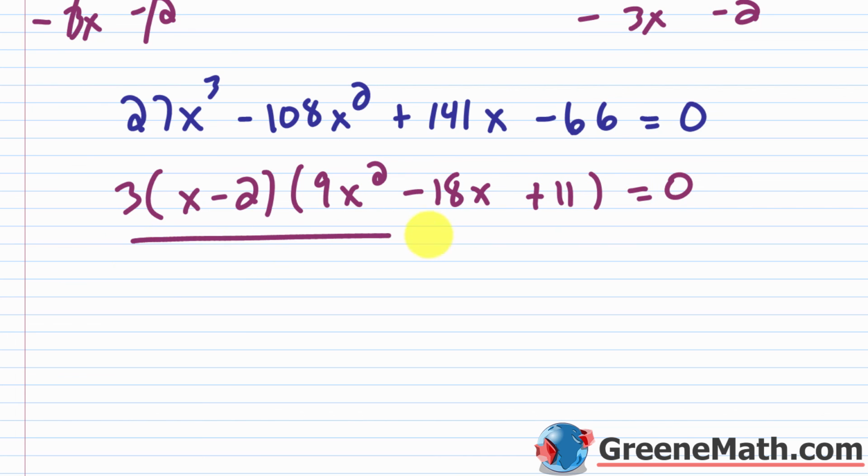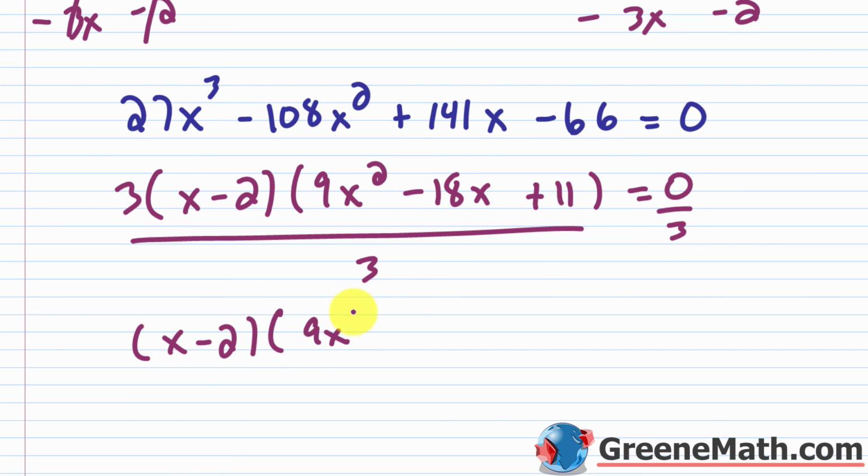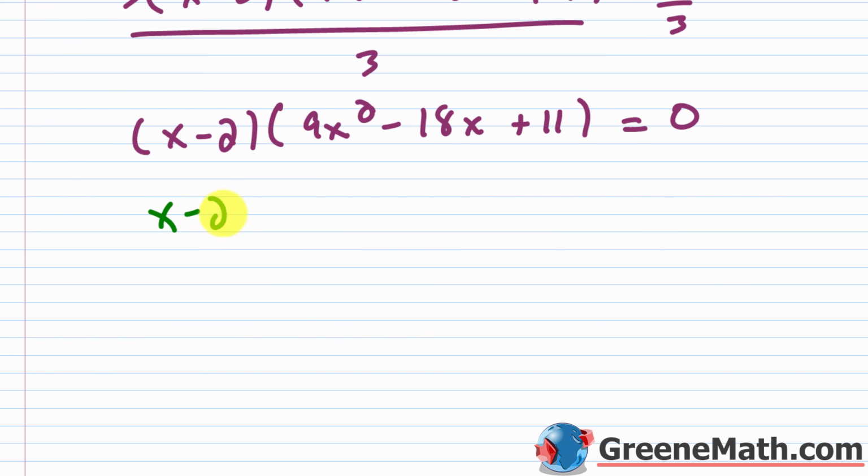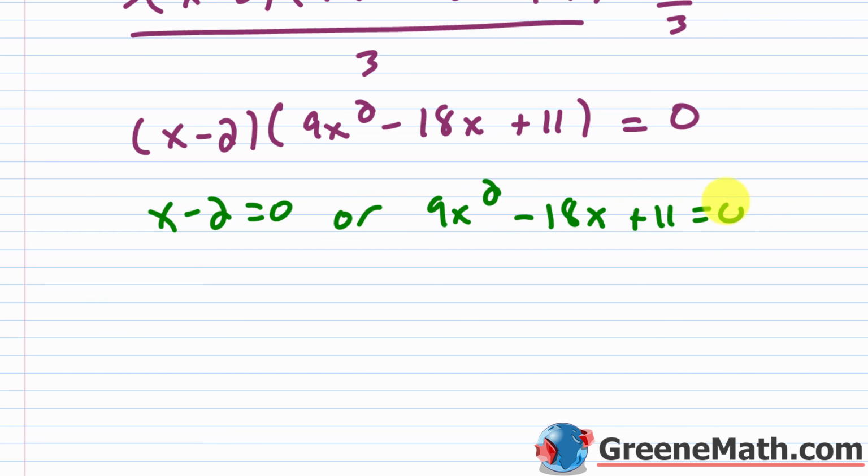To make this simpler, you could divide both sides by 3. And so that would just give you this x minus 2, that quantity, times the quantity 9x squared minus 18x plus 11. This would be equal to 0. Now we know that we would say x minus 2 is equal to 0, or 9x squared minus 18x plus 11 is equal to 0.